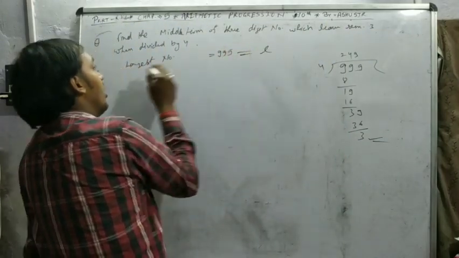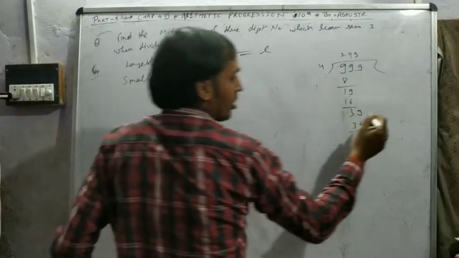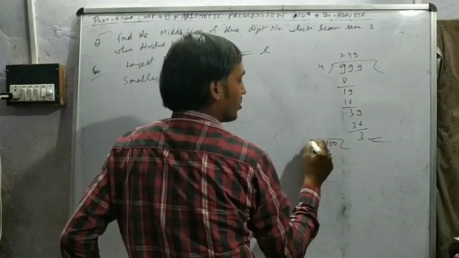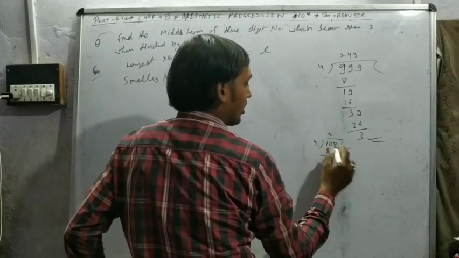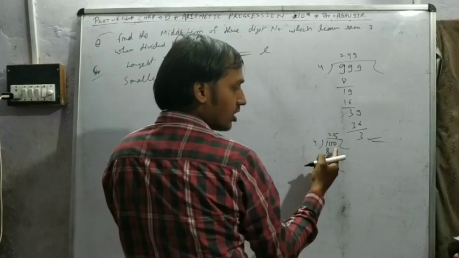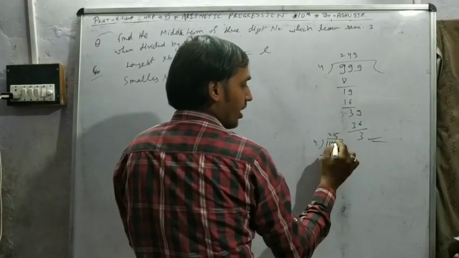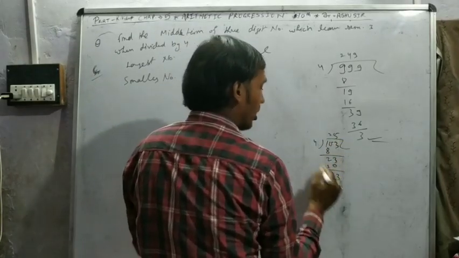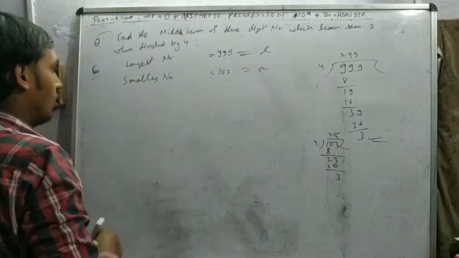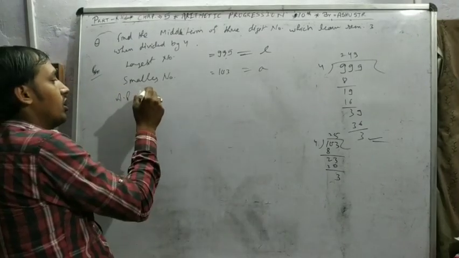That is the last term. Now the smallest number for the given condition. The smallest 3-digit number is 100. 100 divided by 4 is 25 with remainder 0, it is not giving remainder 3, so we increase it. When we take 101, remainder 1; 103, remainder 3. So the smallest number is 103. That's the first number of your AP.